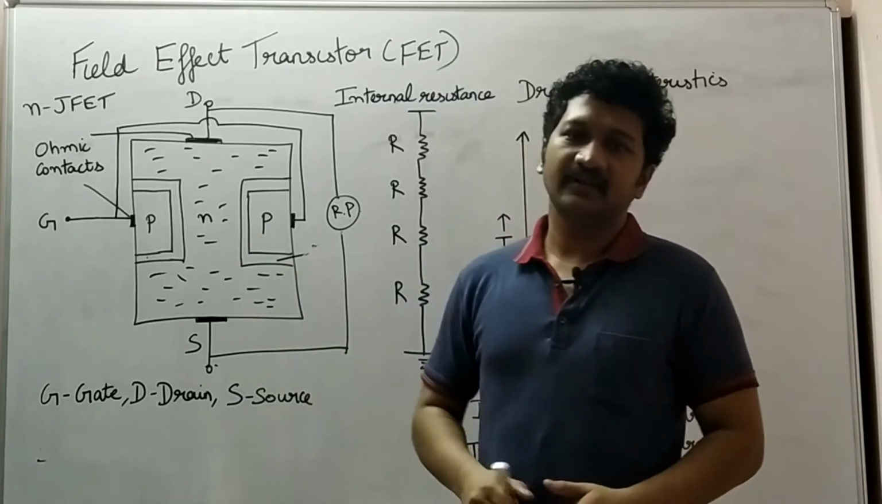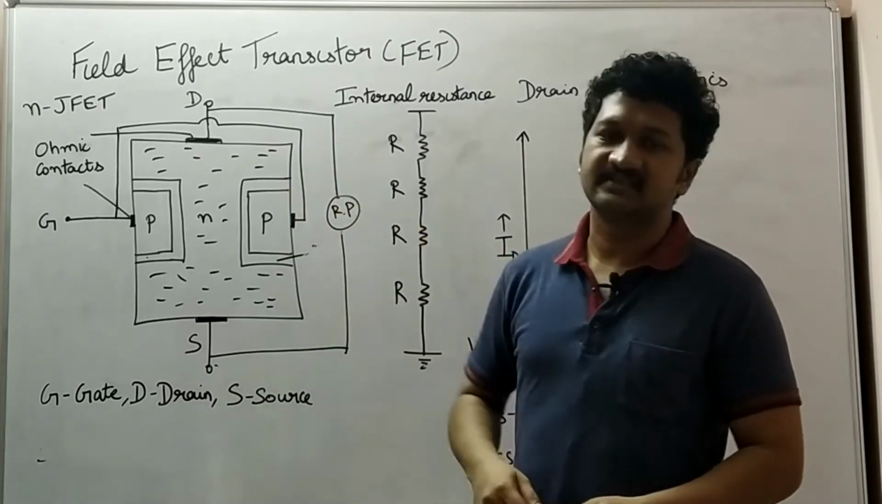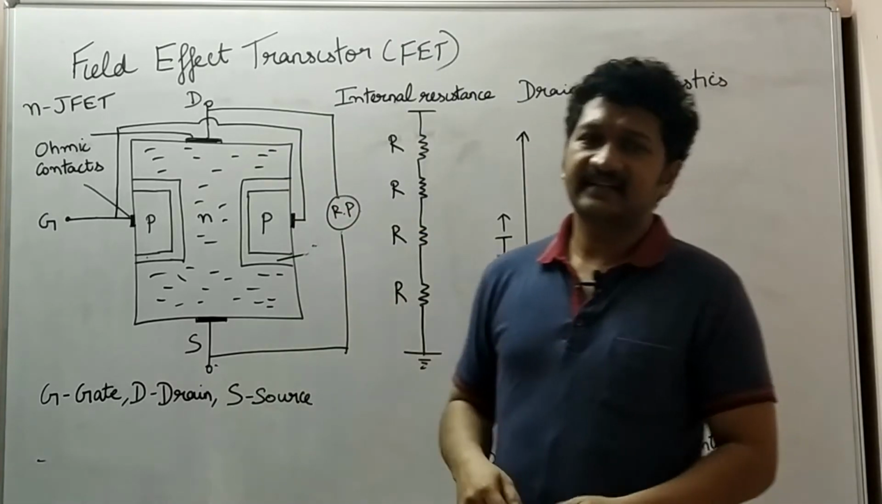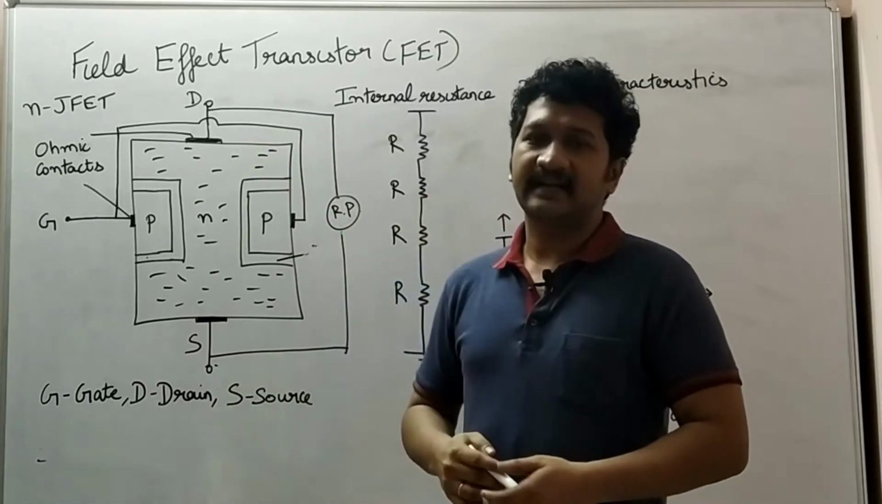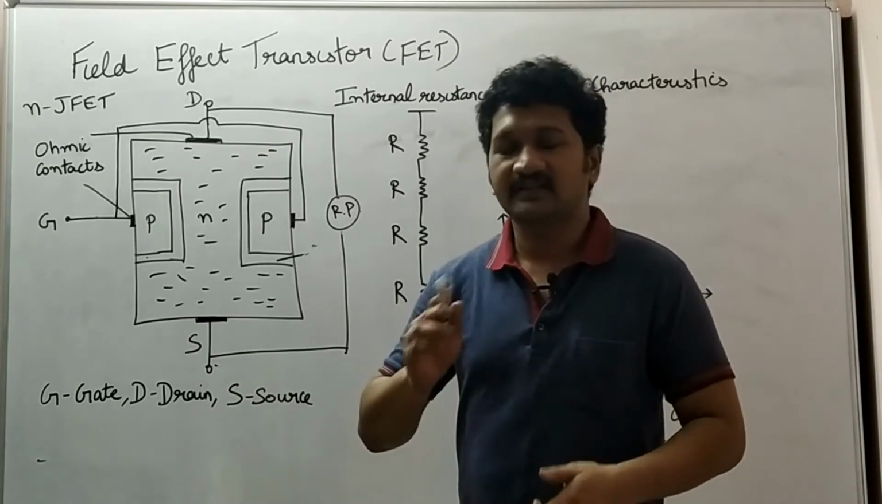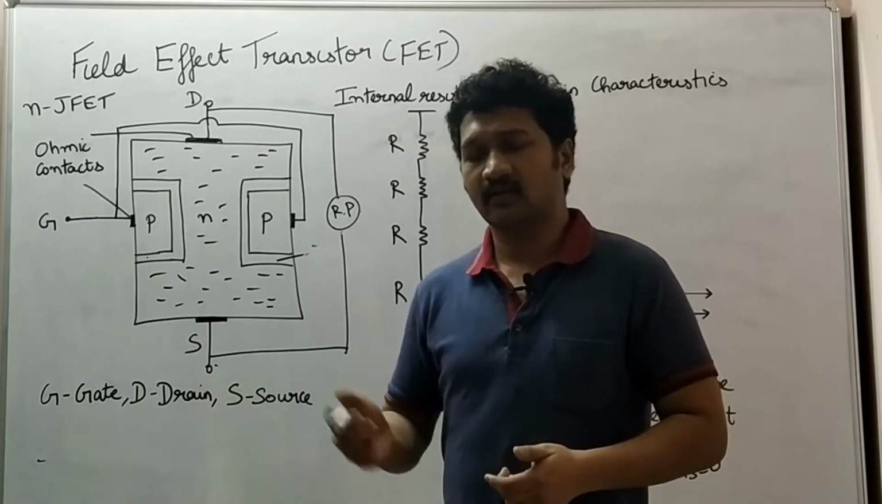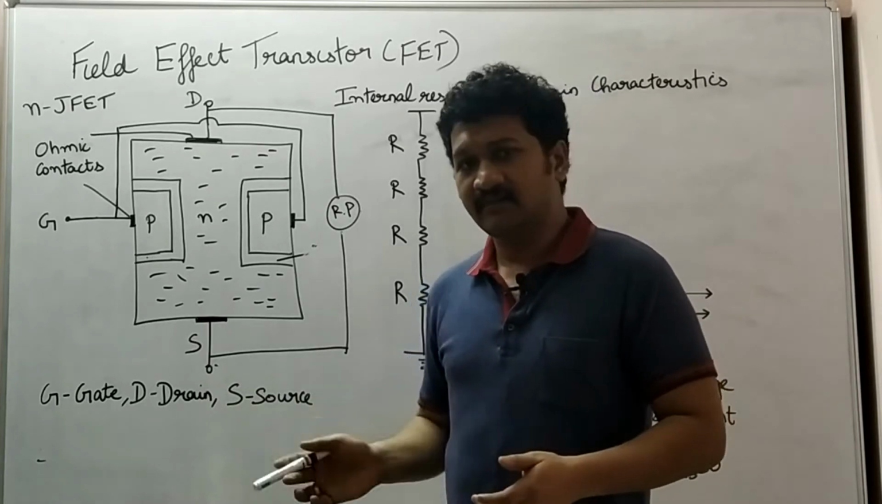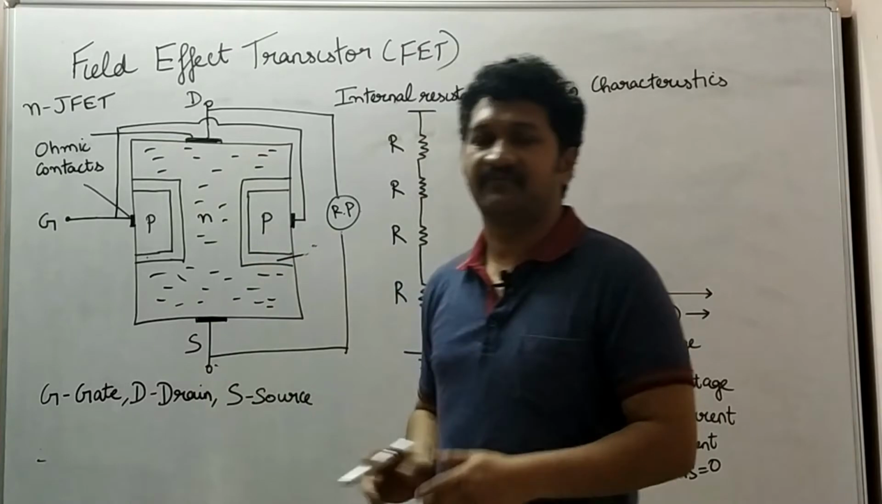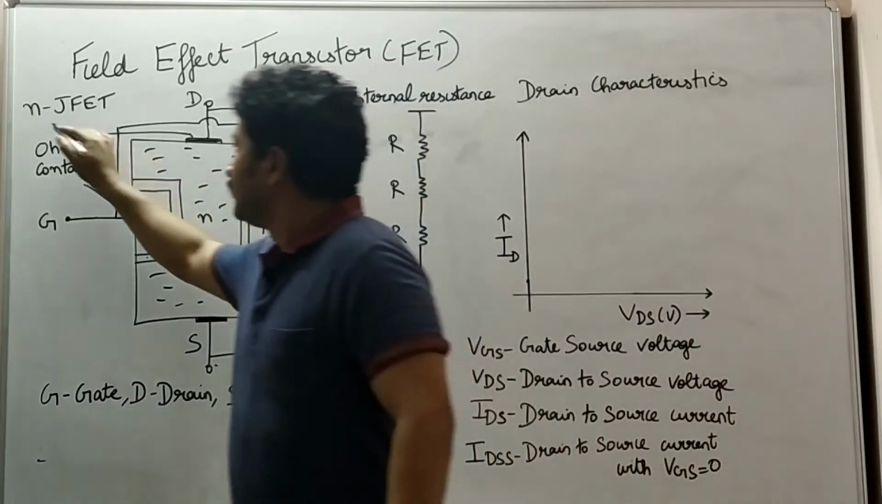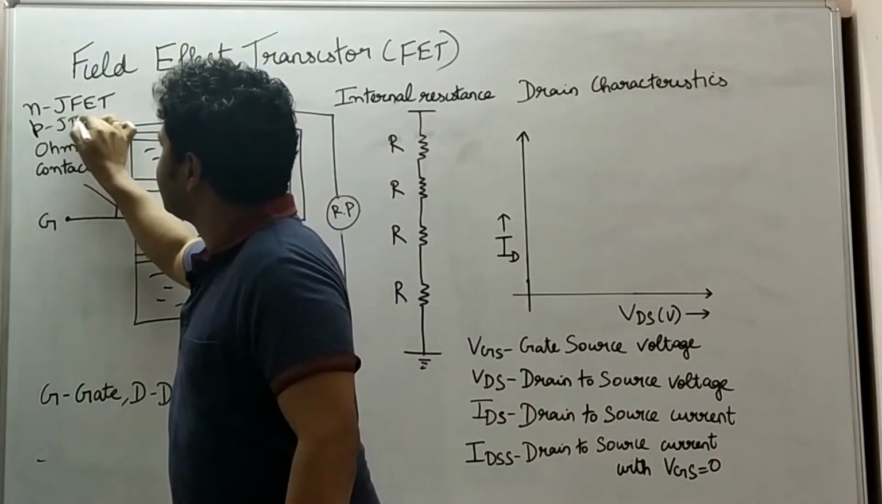So in this lecture we are going to discuss the field effect transistor. What is a field effect transistor? It is a unipolar transistor, which means only one type of charge carrier is involved. That may be either electrons or holes. If electrons are involved, it is called an N channel JFET. If holes are involved, it is a P channel JFET.